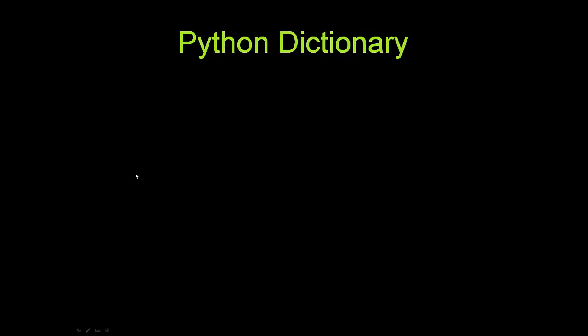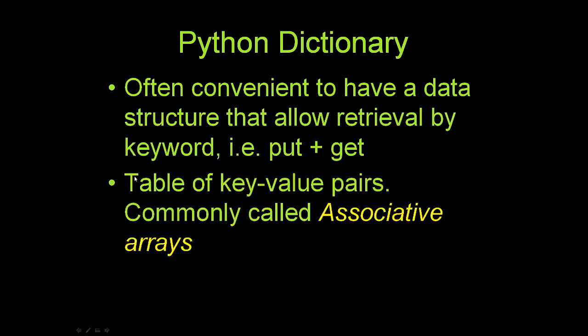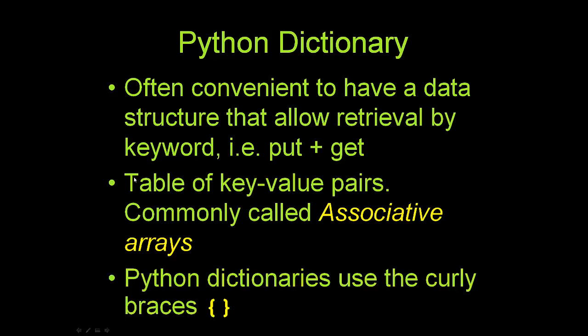Now, before we continue, let me briefly talk about this new data structure called a dictionary. Sometimes it's convenient to have a data structure that allows us to do retrieval by keyword, like put and get. Typically we have this kind of data structure called an associative array. A Python dictionary is an associative array. If you remember, tuples use round brackets, lists use square brackets, and dictionaries use curly brackets.